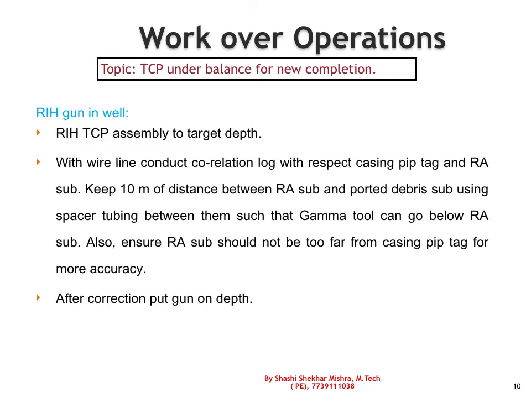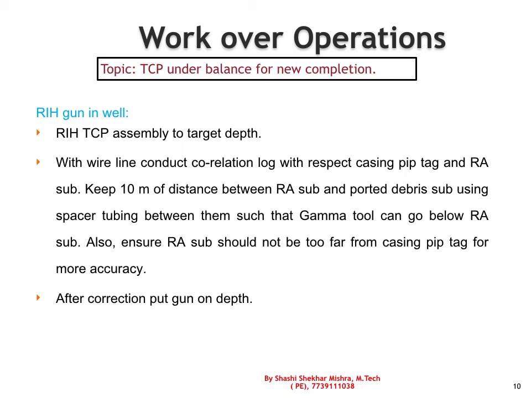So now continue the running in of the TCP assembly to the target depth, and with the wireline conduct the correlation log with respect to the casing tip tag and the RA marker sub. While installing the RA marker sub, we should ensure that it is 10 meters away from the ported debris sub, because as we run the log, the gamma tool has to go below the RA sub, so there must be room for accommodating that gamma tool.